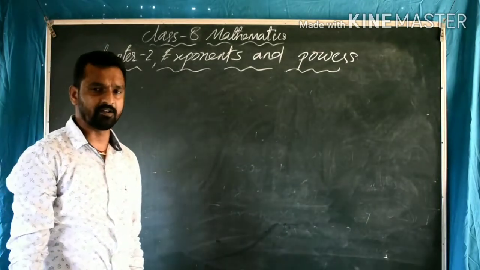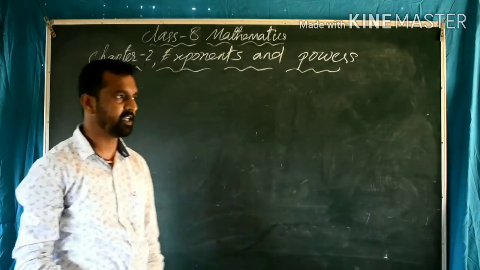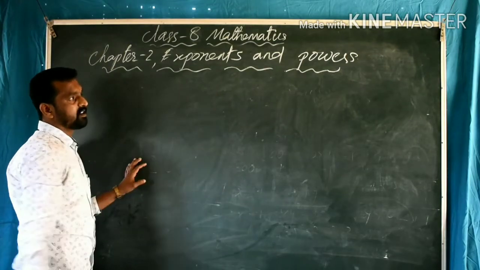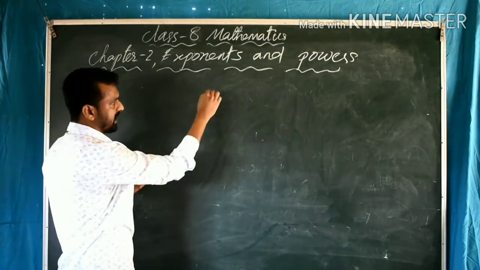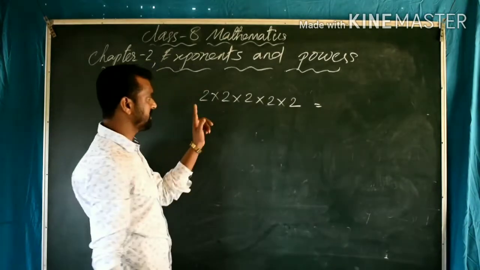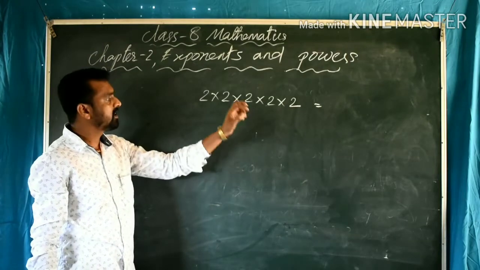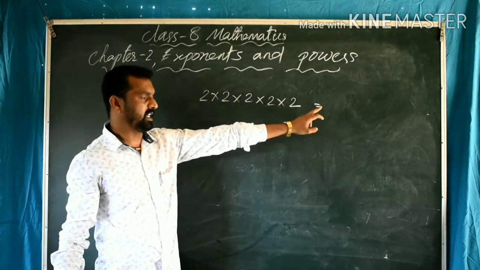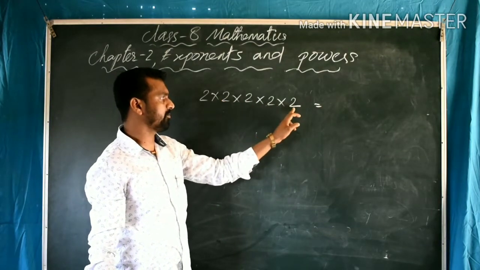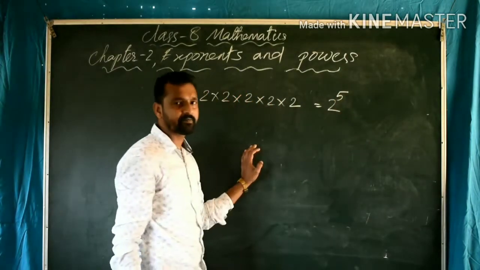Exponents are a mathematical notation that is used to express how many times a number is multiplied by itself. How many times it is multiplied by itself, that is called exponents. Here, 2 is multiplied 1, 2, 3, 4, 5 times. So we can write it as 2 raised to 5.